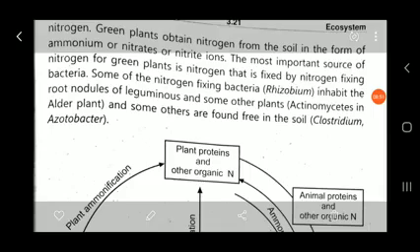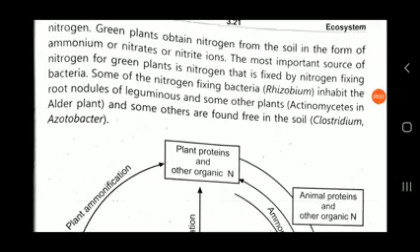Some of the nitrogen-fixing bacteria, that is rhizobium, inhabit the root nodules of leguminous plants, actinomycetes in some other plants, and some are found free in soil, such as clostridium and azotobacter. These convert nitrogen into nitrite, then nitrate, and finally into ammonia, and then the plant takes the ammonia easily.